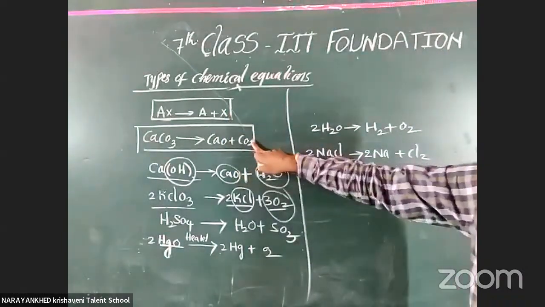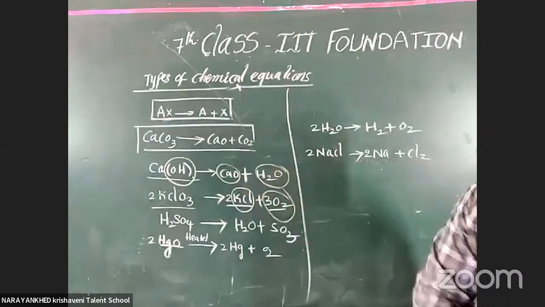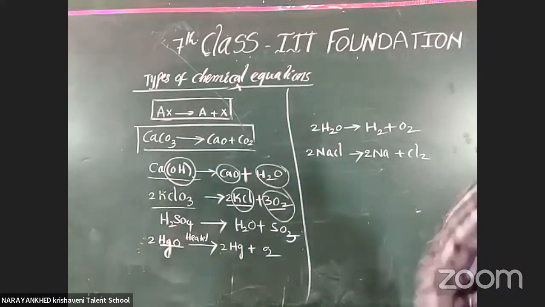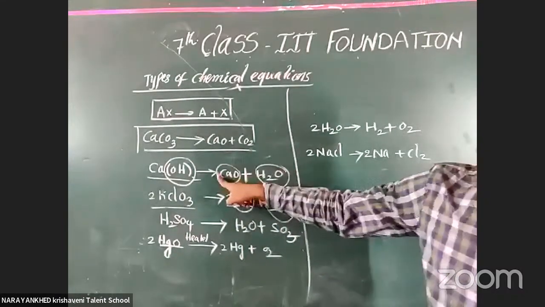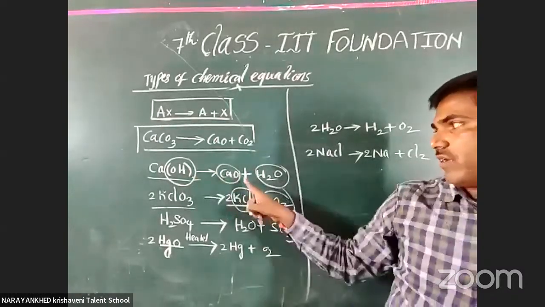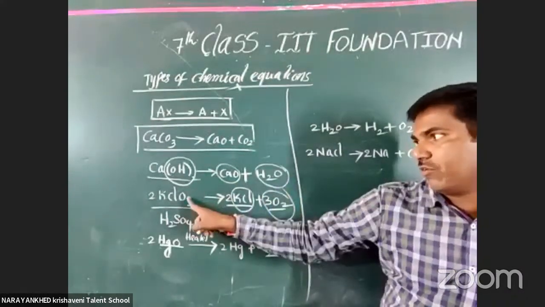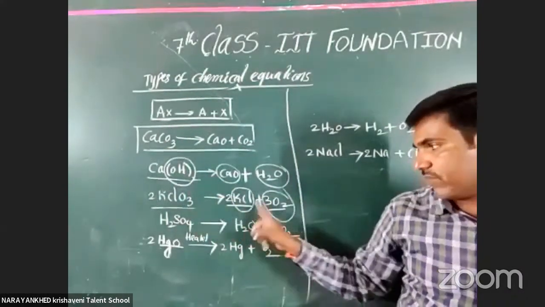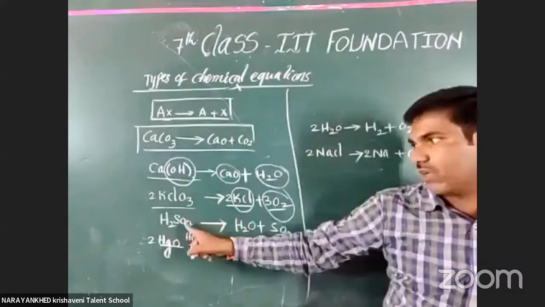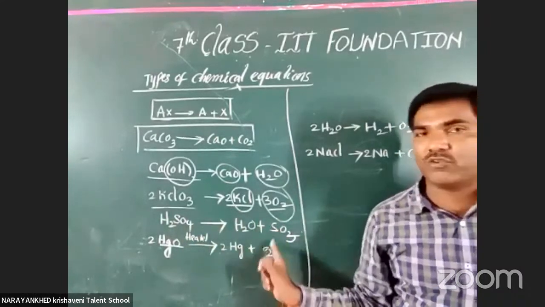When we take a general example, next we consider calcium hydroxide dividing into calcium oxide and water, and potassium chlorate also dividing into two substances. Understood, all the students? And here when we take an acid, it will also be decomposed in this particular form.